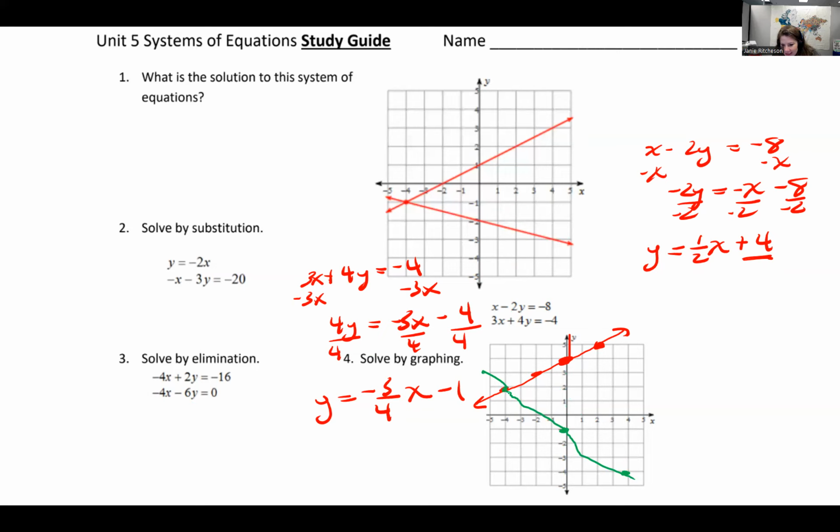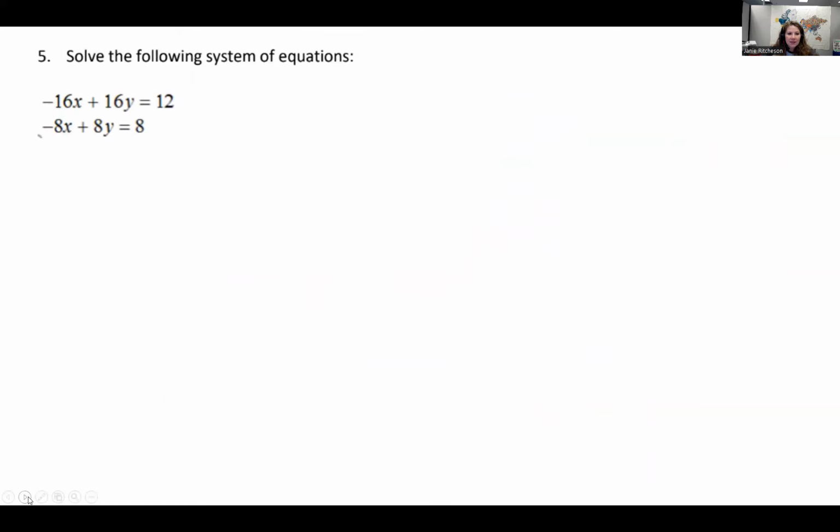All right, so what is this coordinate? It would be (-4, 2). That's where they intersect. All righty, moving on. Number 5.